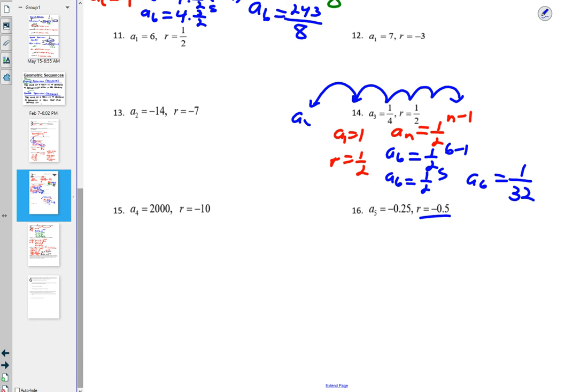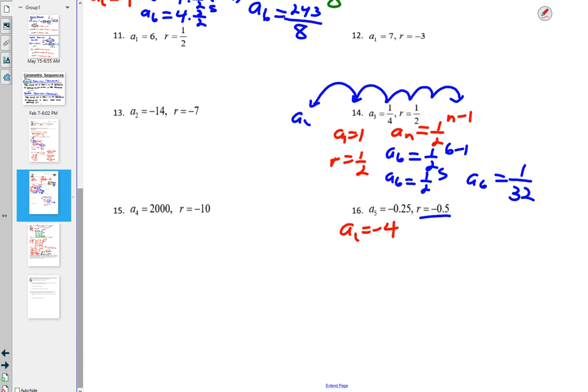Sorry, I have the fourth. Let's go to the third. So divide by negative 0.5. I get that the third number is negative 1. Divide by negative 0.5. I get that the second number is 2. And if I divide by negative 0.5 again, I get that my first number was negative 4.